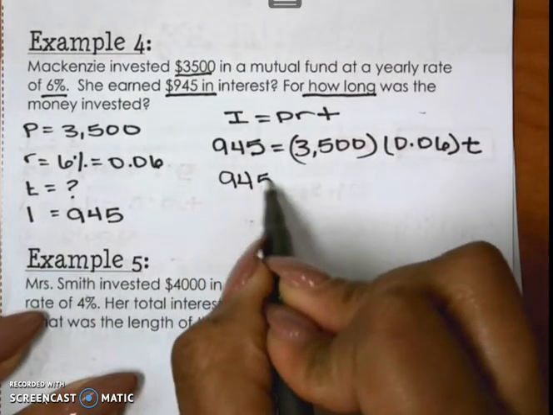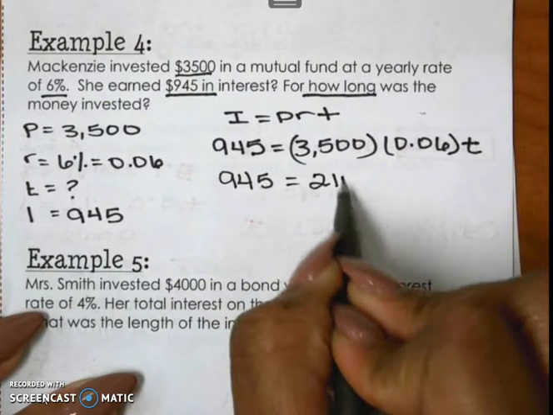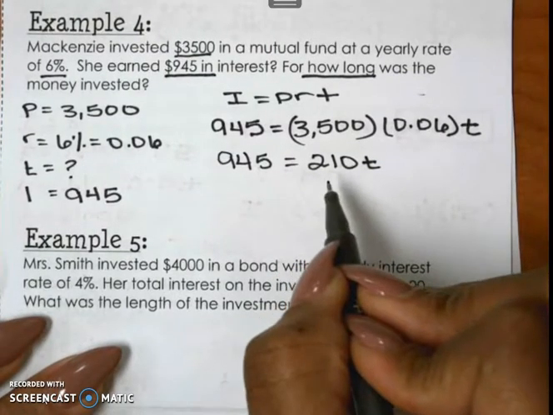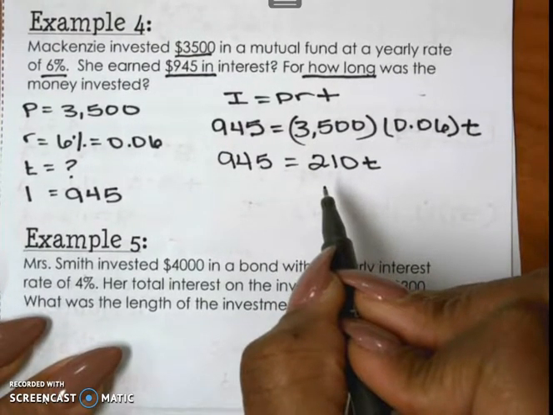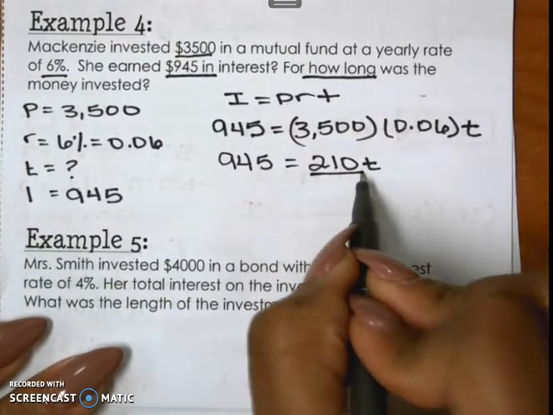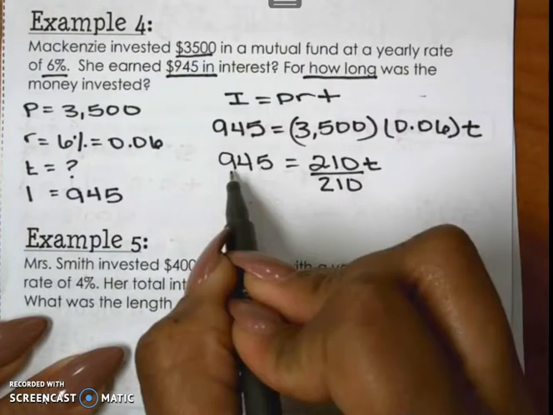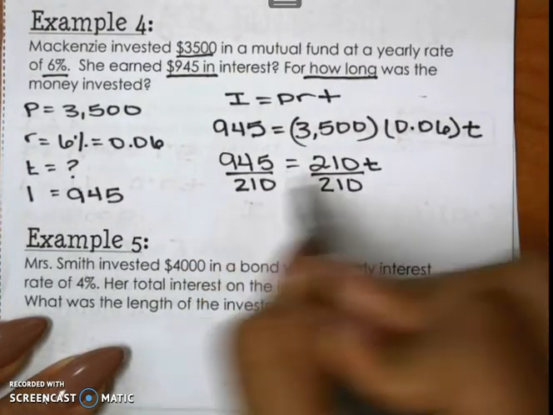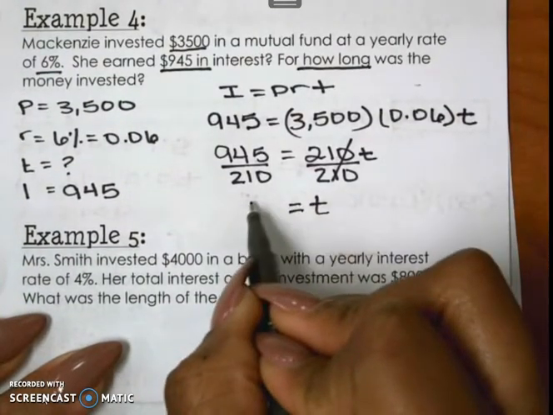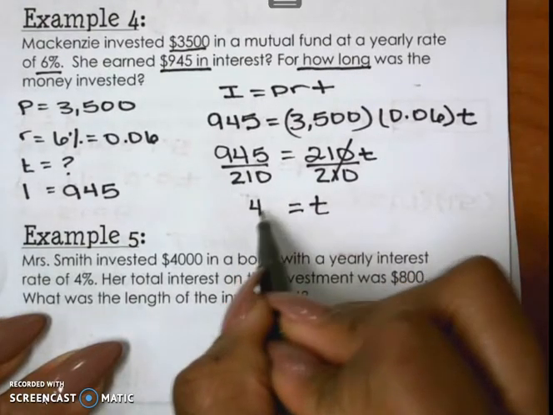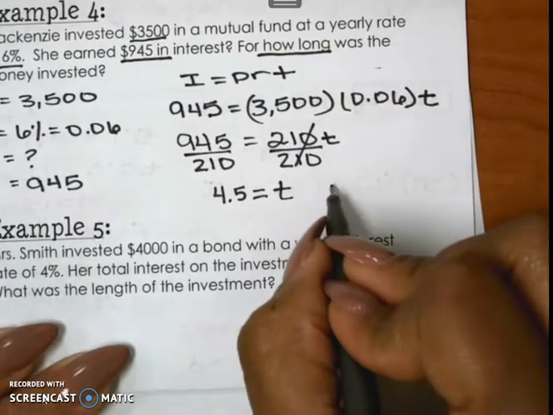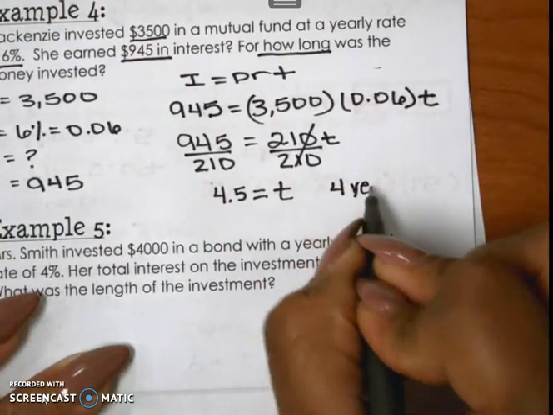Okay, so 945 equals 210 times T. How do I get the T by itself? Yes, I'm going to divide both sides by 210 so I can get the T all by itself. Boom. So I have T equals 4.5. So the question says, how long was the money invested? It was invested for 4 years and 6 months.